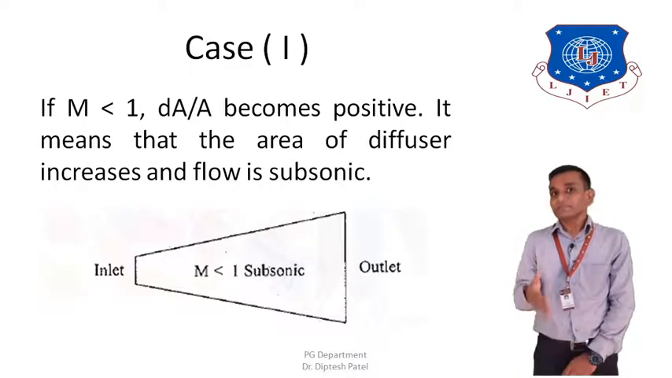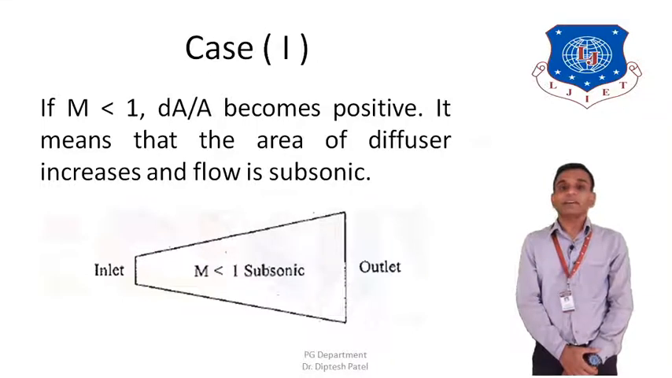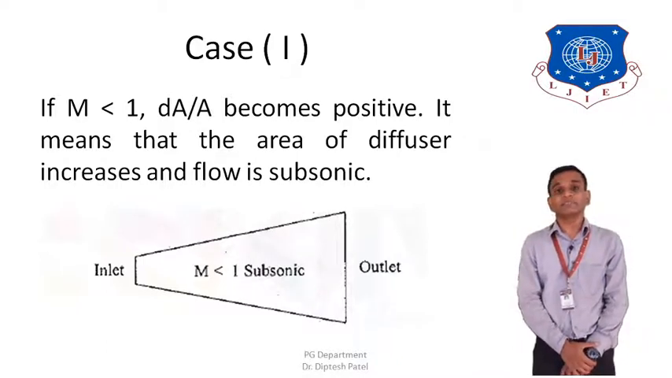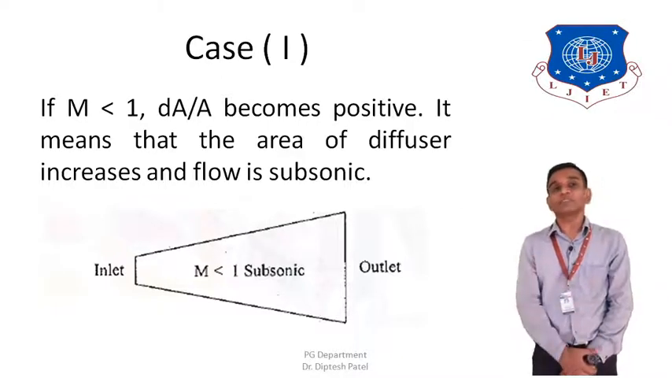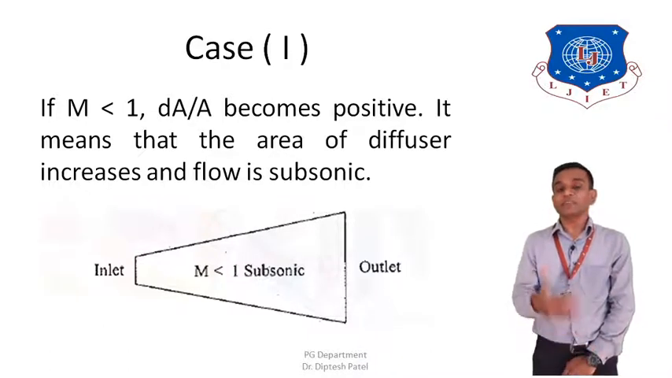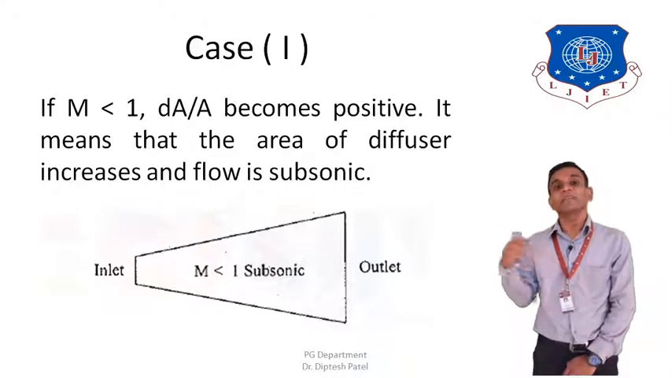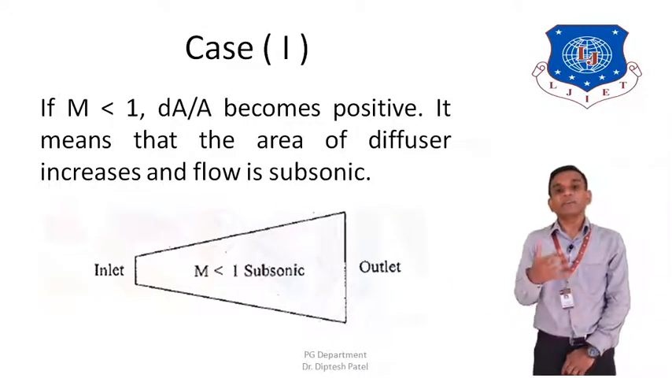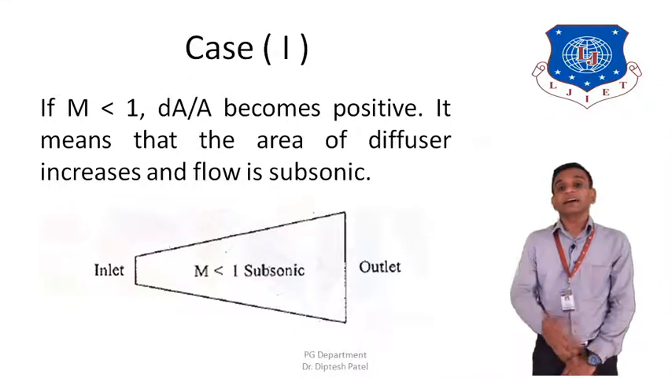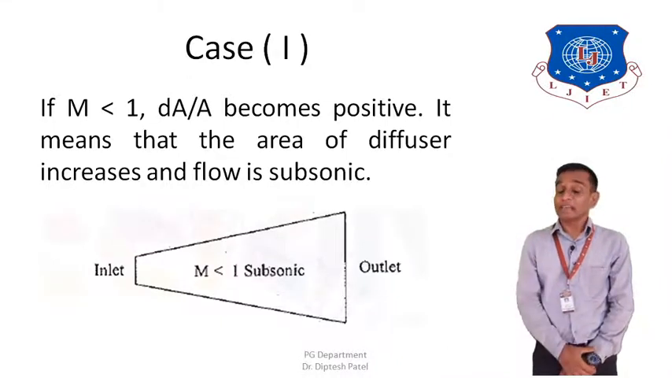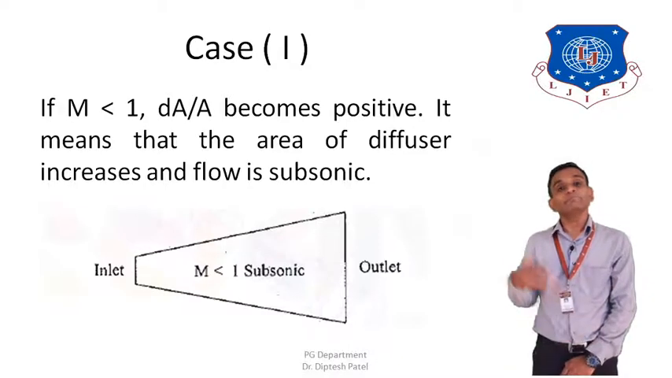Now here we have derived the equation for the ratio of area. That also leads to three different cases, and one of them is case 1, in which Mach number is less than 1, that means subsonic flow. If we consider the subsonic flow, the ratio dA upon A becomes positive. That means the area of the diffuser is increasing, and therefore it is a divergent type, and the flow is subsonic here.